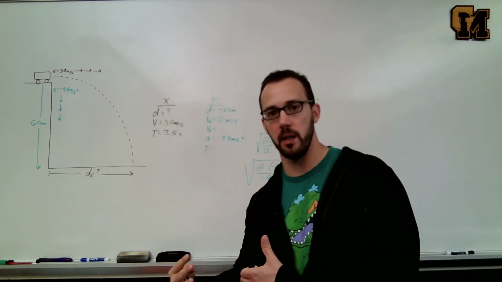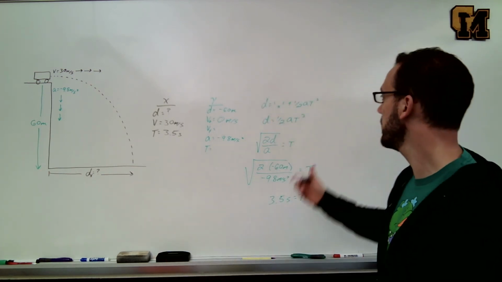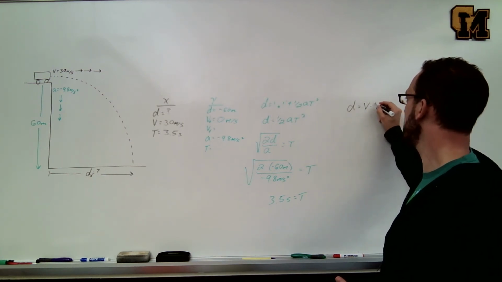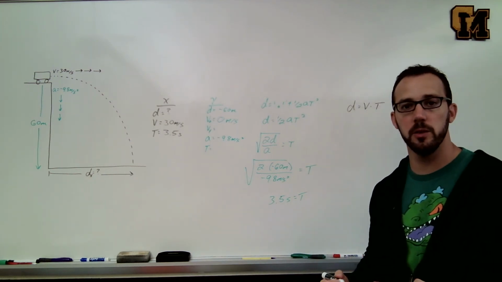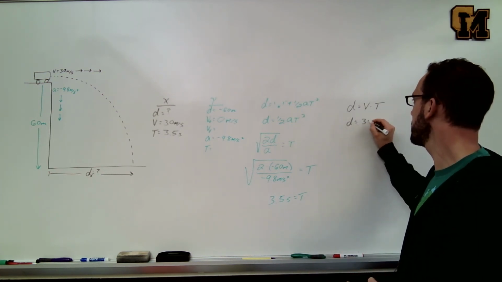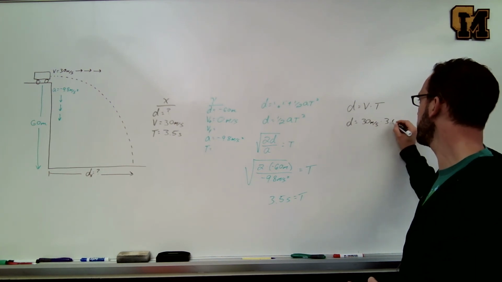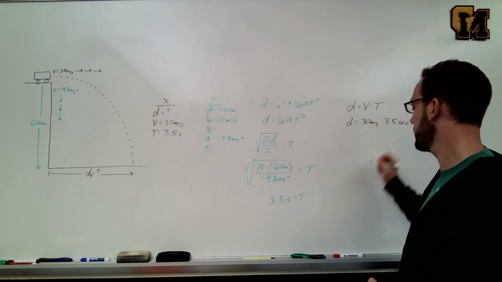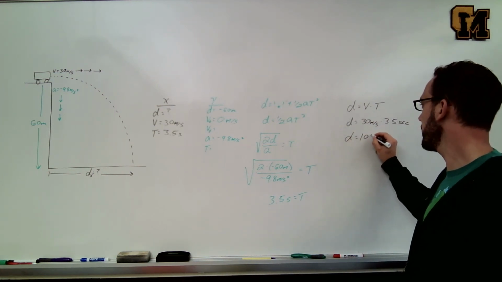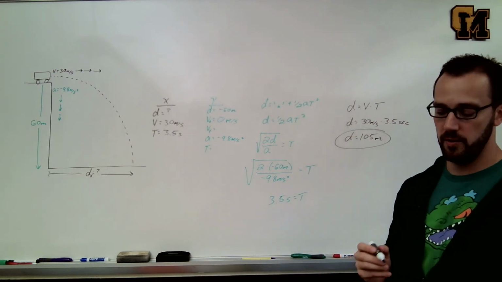Again, left and right motion in projectile motion is constant velocity motion. So we're going to use our constant velocity equation, d equals v times t. No algebra to do because we're just solving for displacement. So that's 30 meters per second times 3.5 seconds. Plug that into my calculator, and I find out that the car is going to land 105 meters away from the edge of the cliff.